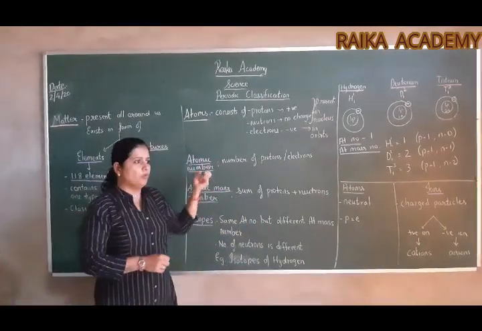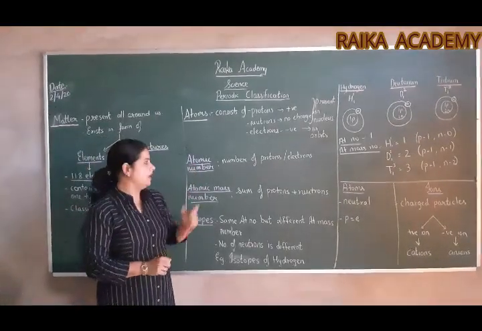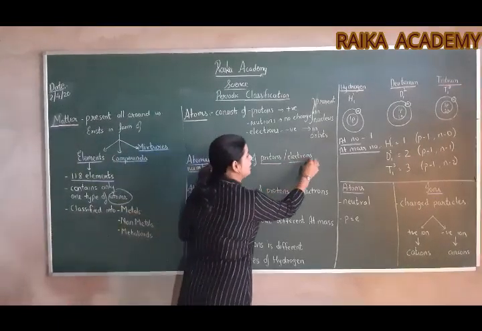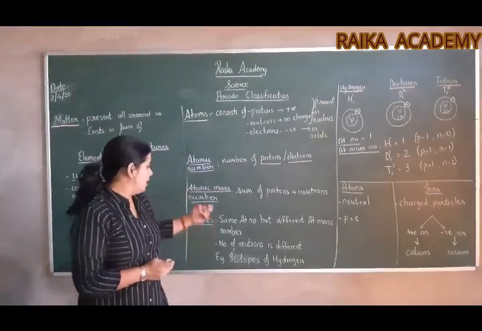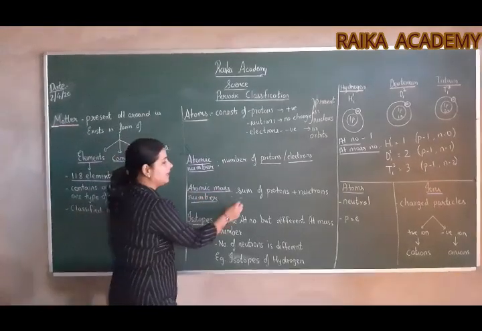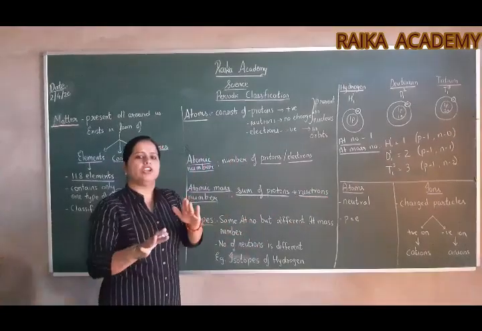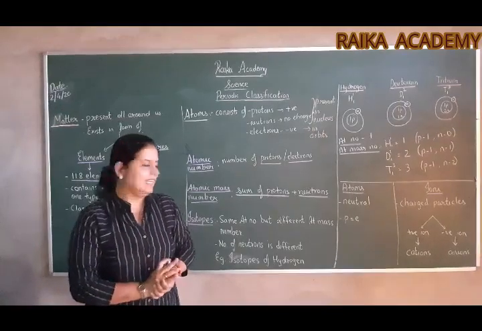Two more important concepts are atomic number and atomic mass number. Atomic number is the number of protons, or the number of electrons, present in an atom. Atomic mass number is the sum of protons and neutrons, the addition of the number of protons and neutrons present.